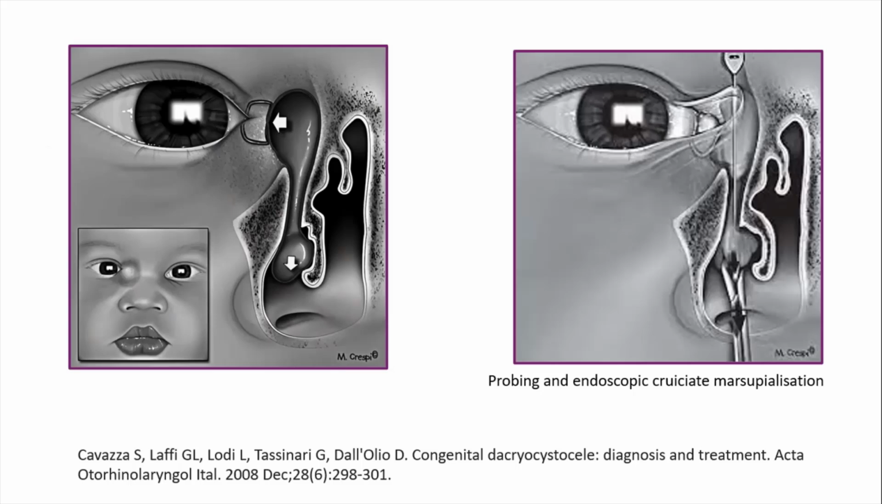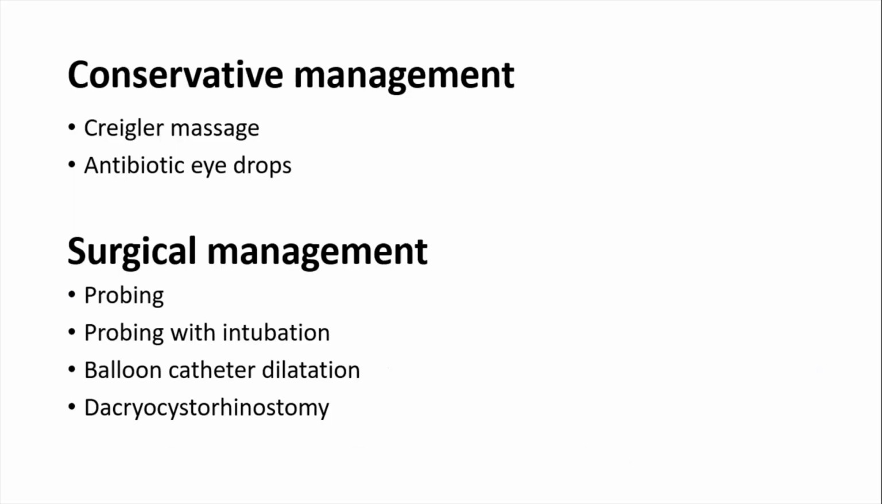And you can see here in this picture, there is an obstruction at this end as well as the distal end. Usually the treatment is probing. Along with probing, we have to open up the intranasal cyst and do a marsupialization. A cruciate incision is made with a sickle knife with the help of an ENT surgeon, and this condition is treated.